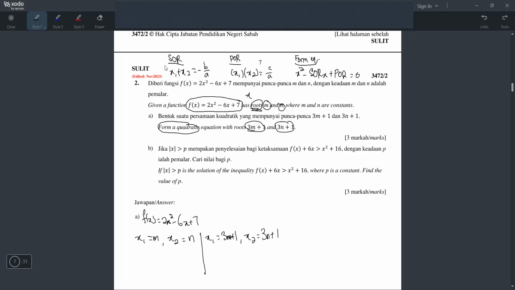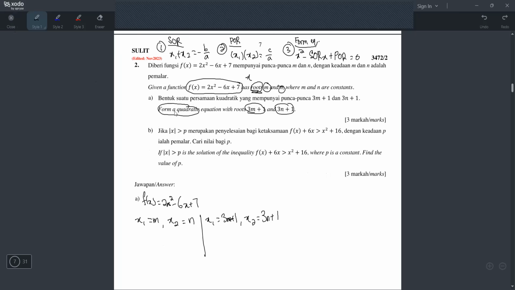So under SOR POR, there's only 3 formulas you need to remember, you need to memorize, right? This is formula 1, formula 2, formula 3. One is the formula for SOR, this is the formula for POR, and this is the formula we only use to form an equation. So now if you look at this question, it's very obvious.